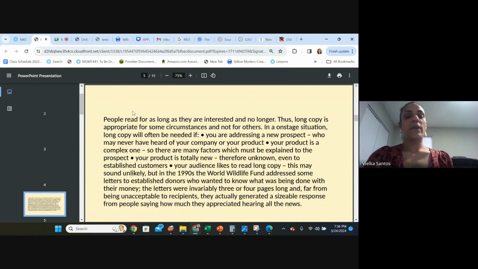In a one-stage situation, long copy will often be needed. Sometimes you will need long copy, depending on what product you have. Certain products will need more explanation, let's say when you are investing in a certain kind of product. Think about products that are more specialized, right? Products that are technology systems that you will buy for your company, in the business-to-business sector, will need more explanation, because we are not talking about a $300 investment.